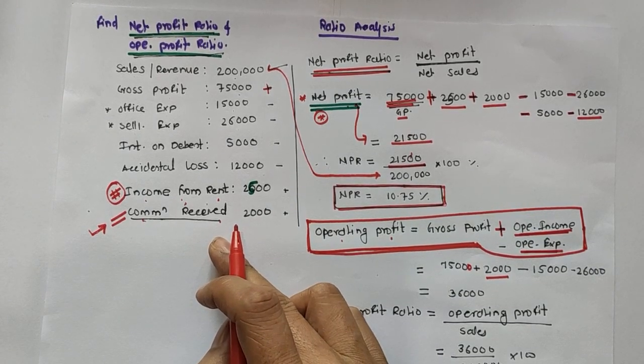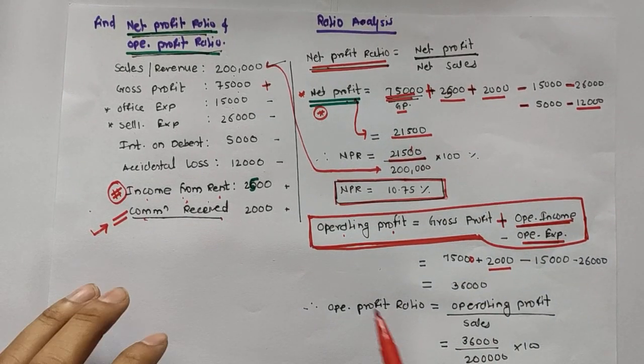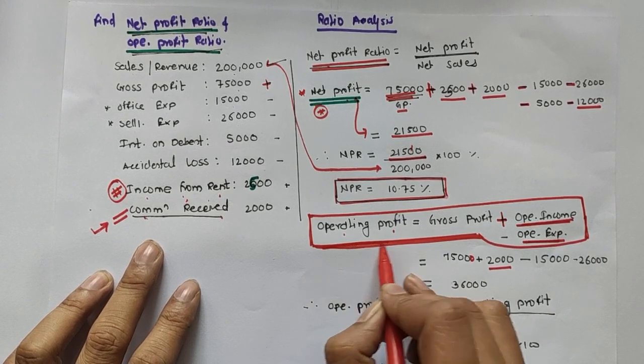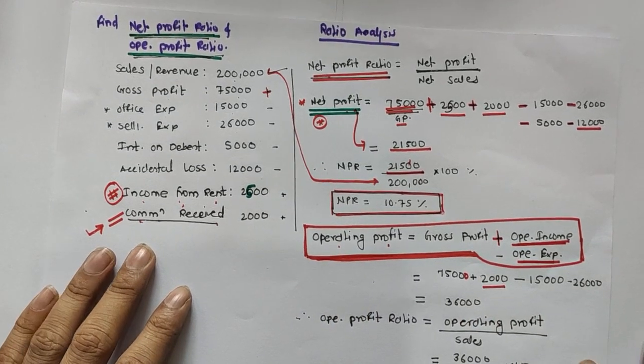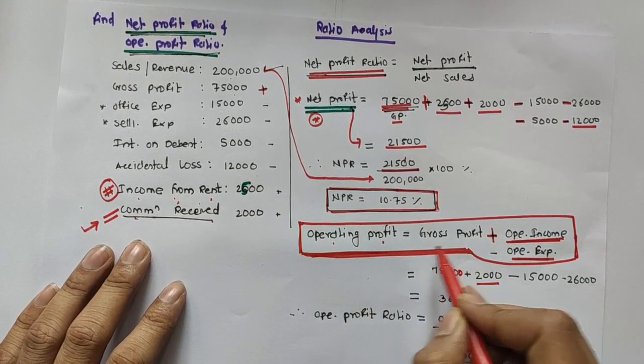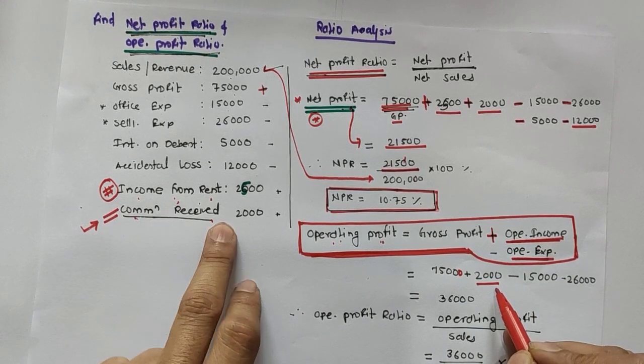We are selling insurance in the banking, right? So we will get some fee income as a commission. That is actually calculated in the operating profit. That's why there is a lot of pressure in the banking also. Okay, fine. So that commission received we have to add in the operating profit. So we have added the commission.